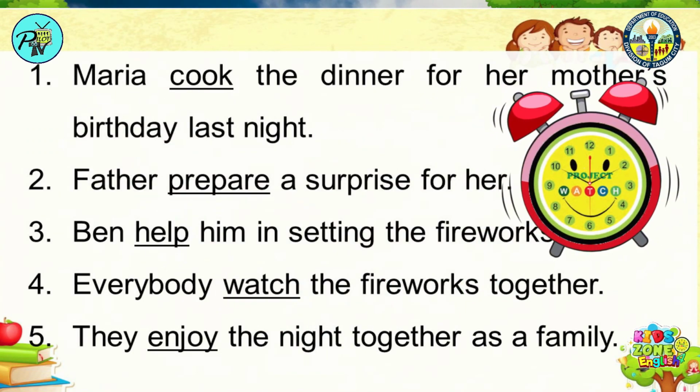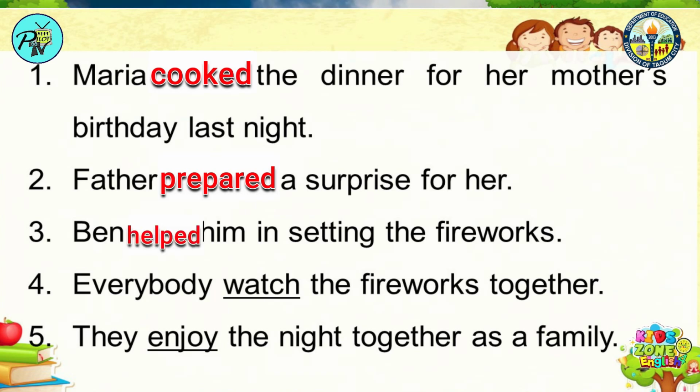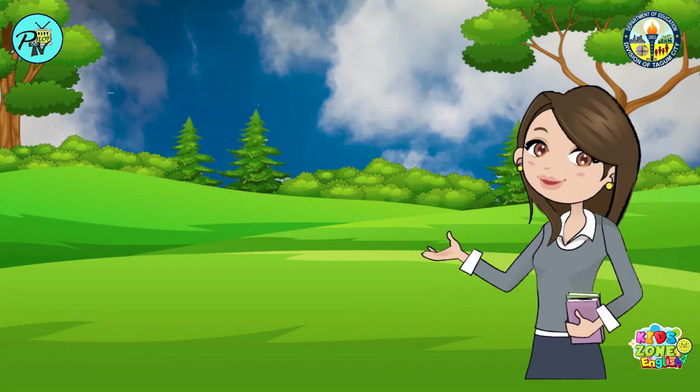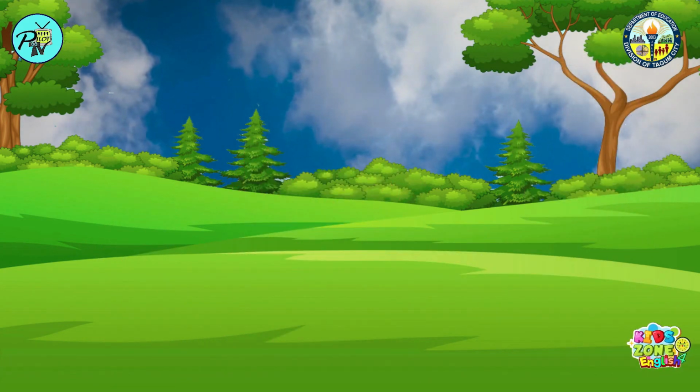Number 1. Maria cooked the dinner for her mother's birthday last night. Number 2. Father prepared a surprise for her. Number 3. Ben helped him in setting the fireworks. Number 4. Everybody watched the fireworks together. And number 5. They enjoyed the night together as a family. Did you get all the correct answers? Great job! Let's proceed to the next activity.